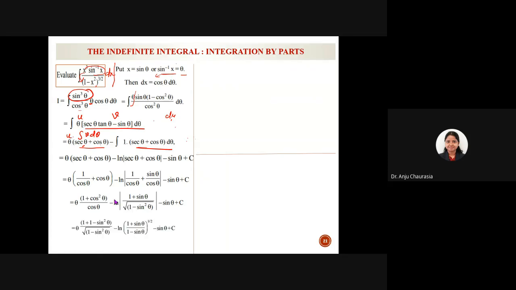So try to understand, only calculation is important here and nothing else. And when you get these things, you are going to get inside sec theta plus cos theta, you can also do this. Sec theta is nothing but 1 by cos theta. So try to do this.